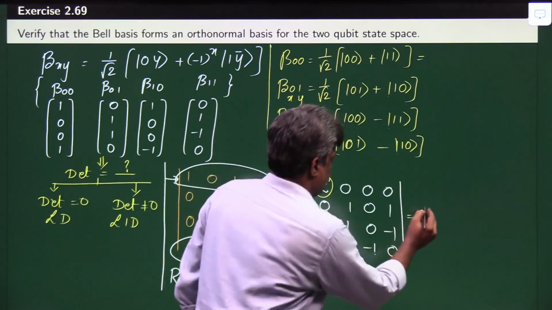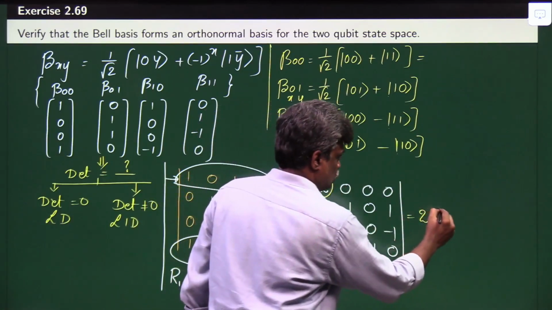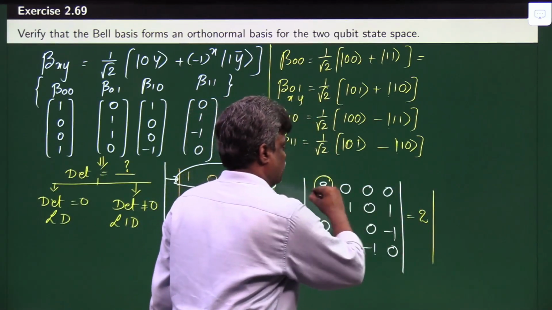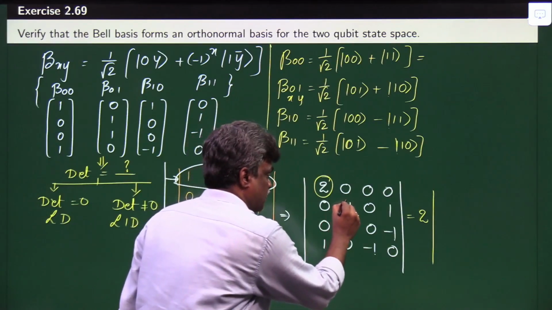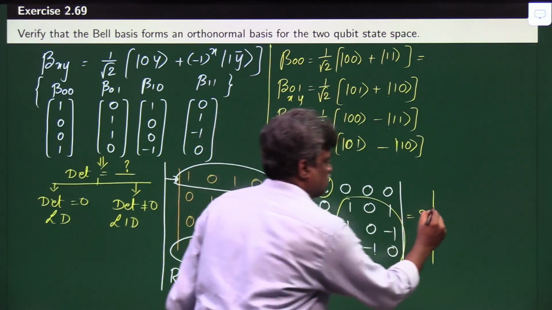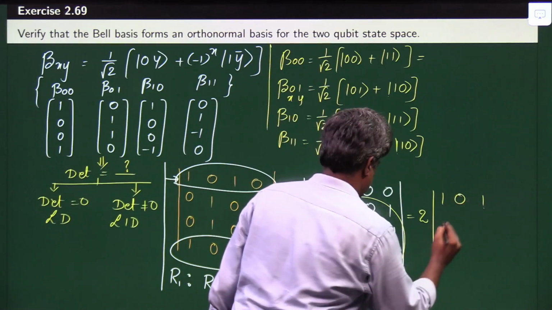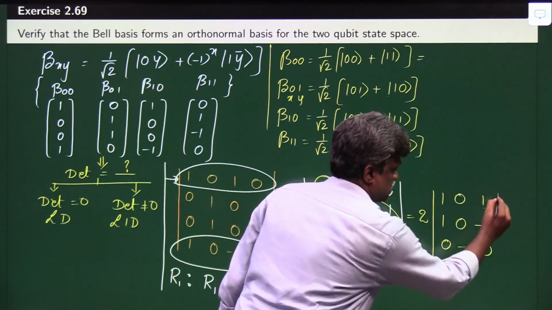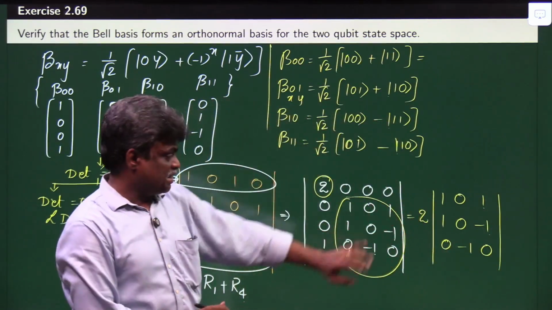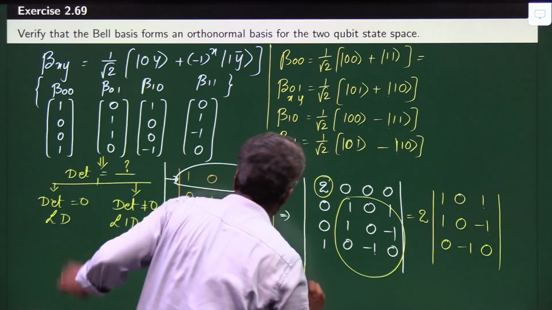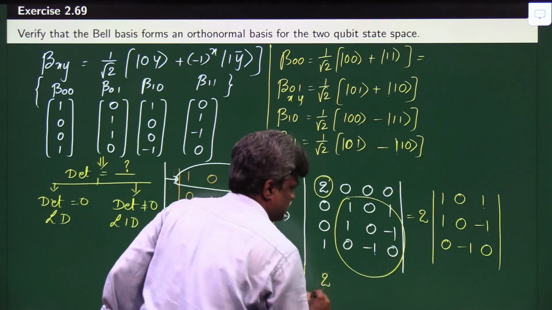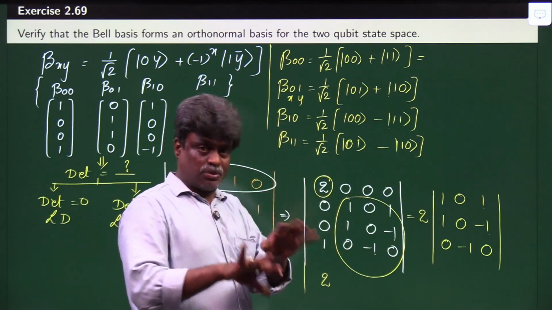Here I'm finding the determinant as 2 into, removing this row and this column. Then we have this 3 by 3 matrix: 1 0 1, then 1 0 minus 1, and 0 minus 1 0. Just find the determinant of that matrix. I forgot to write the coefficient, but it does not matter. Don't get tense, we just have to show whether it is 0 or non-zero.